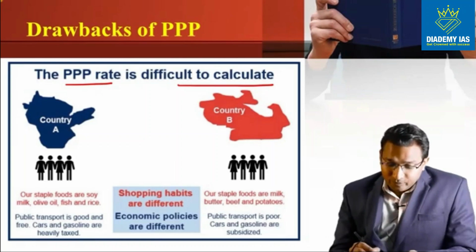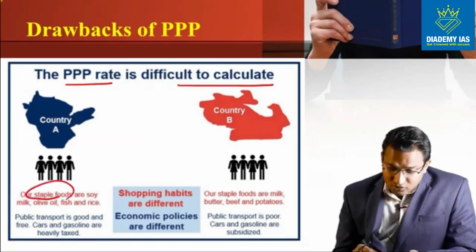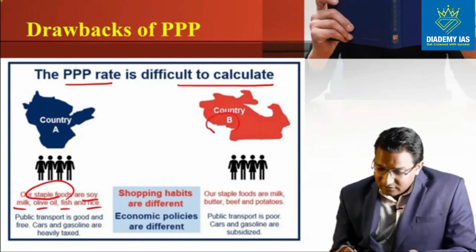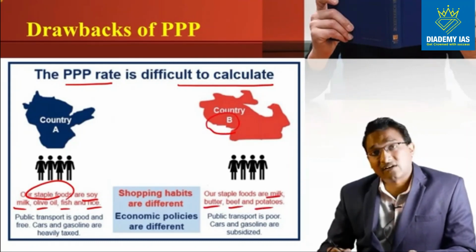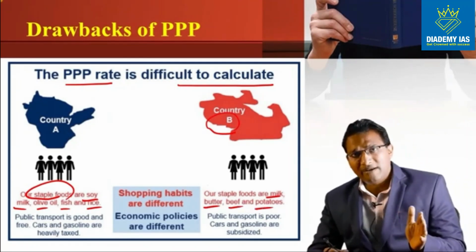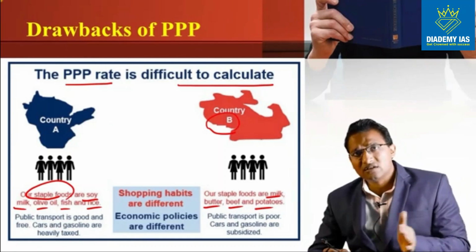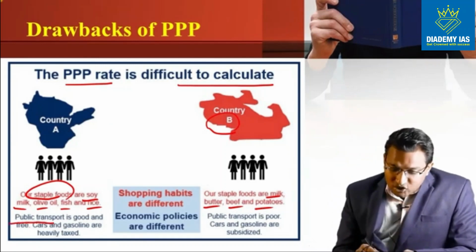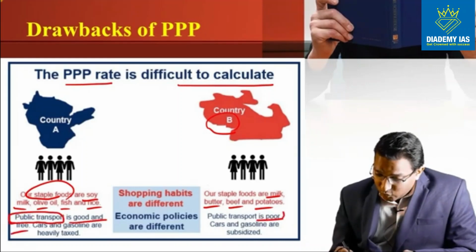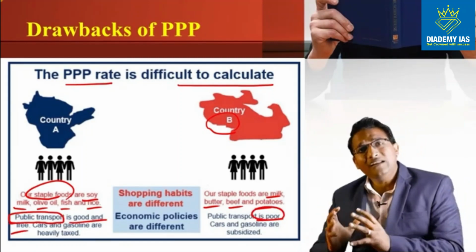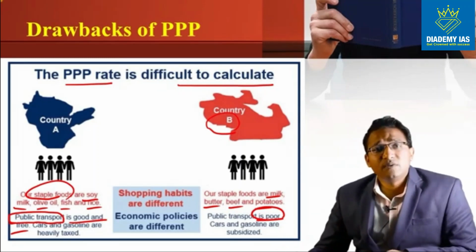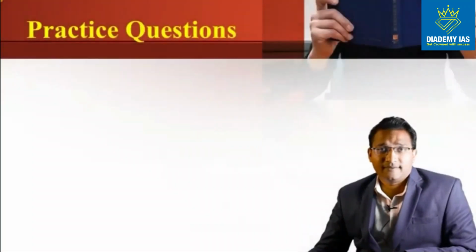exchange rate. For example, in country A, the staple food can be soya, milk, olive oil, fish, rice, and in country B, the staple food is milk, butter, beef, potatoes, etc. So comparison of the food basket in the two countries is difficult. Similarly, public transport is good and free in country A, and in country B it is very poor and expensive. So that will impact the cost of the goods. There are many such practical factors because of which this PPP based exchange rate becomes difficult to calculate.